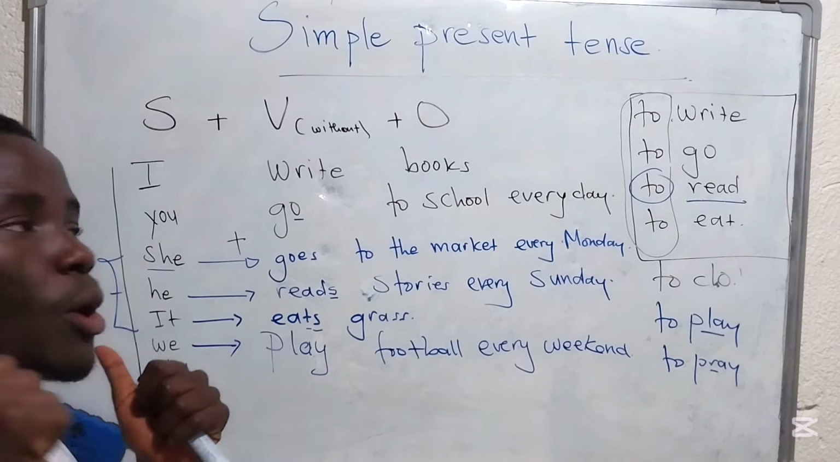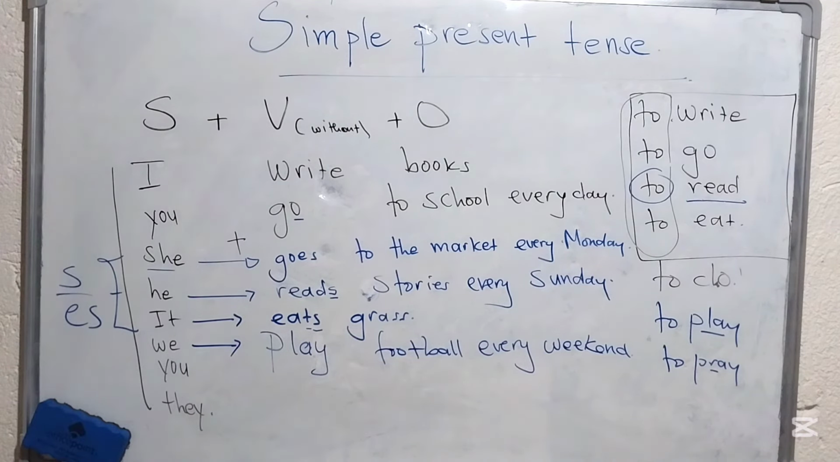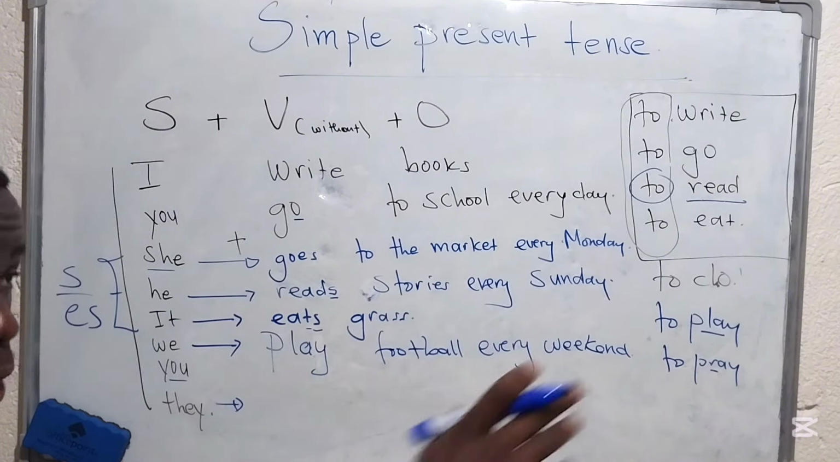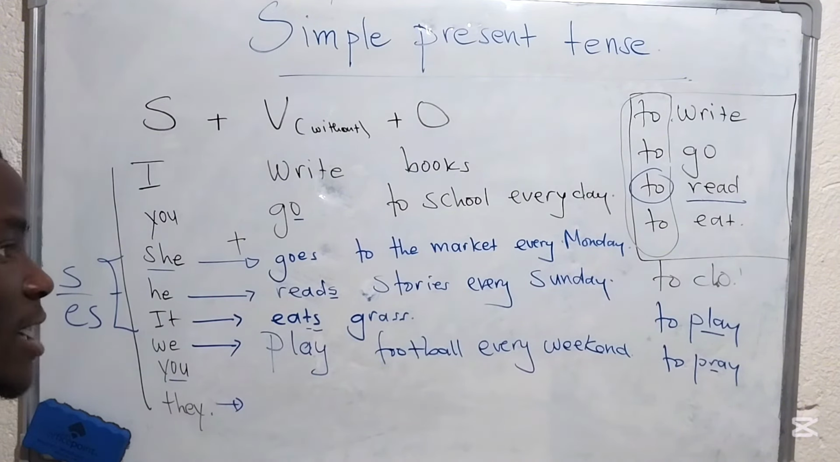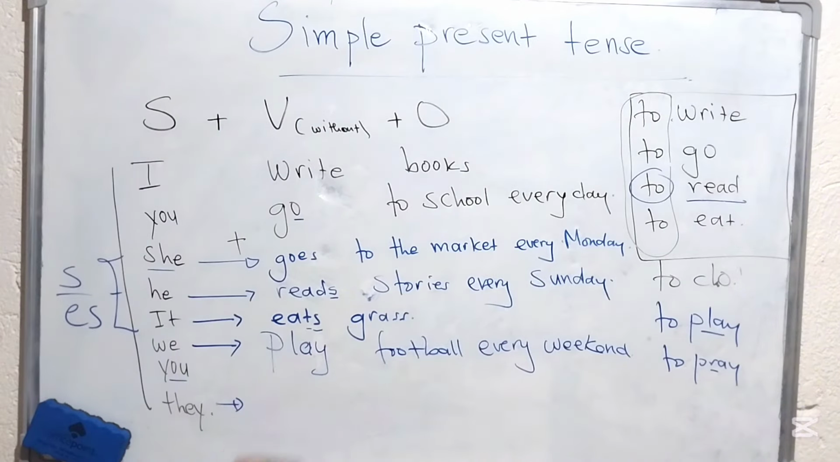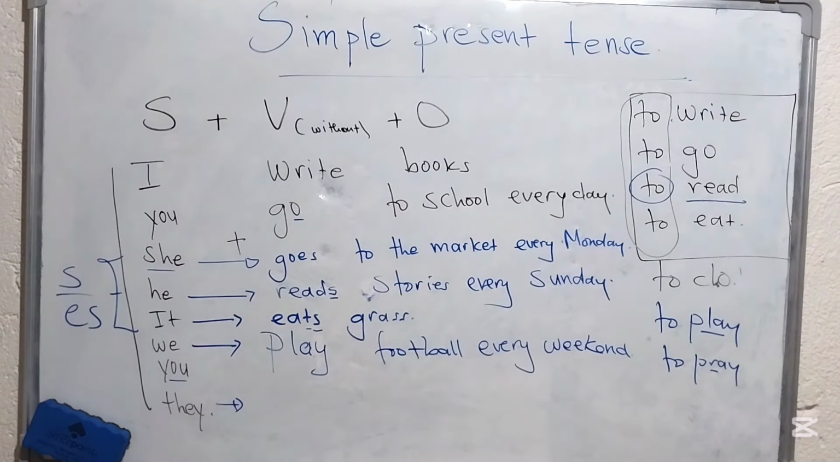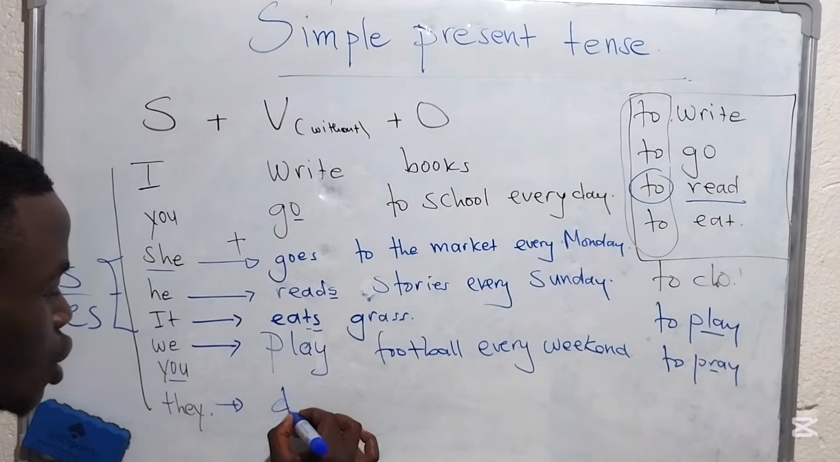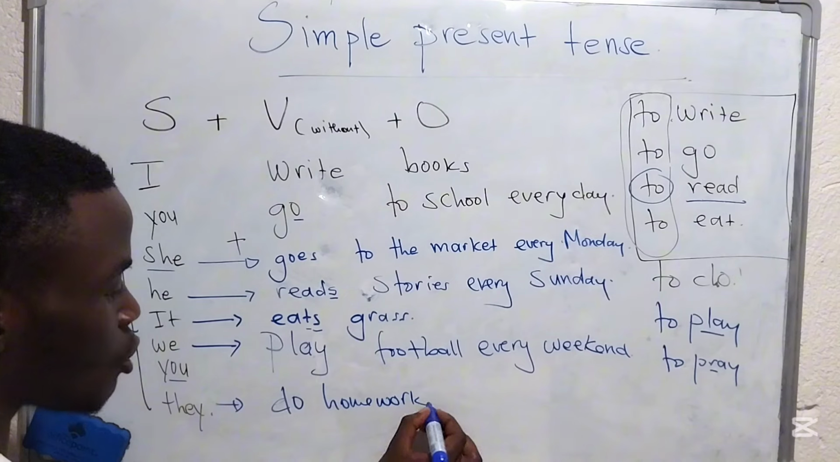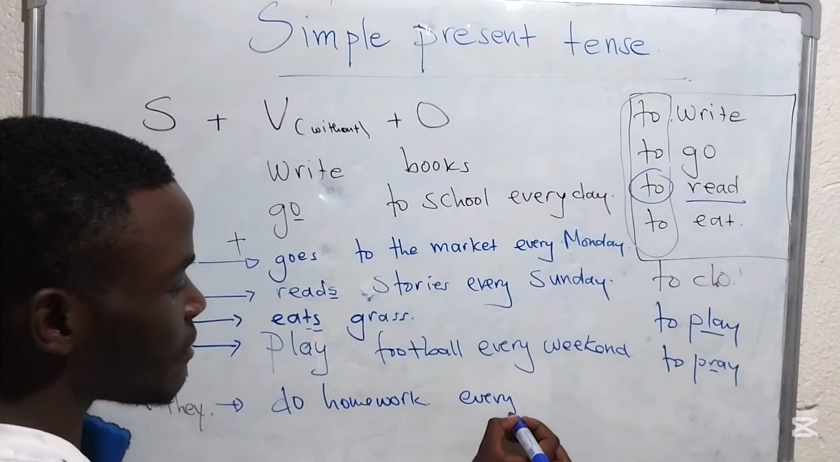They ivuga bo batari aha ngaha, bo benshi ariko. Then they do homework. You nayo ni wowe noneho ariko mwebwe benshi. For example, you go to the market every day. Mwebwe, you go to the market every day. Ujya ku isoko buri munsi. Then they ivuga bo, bavuga ngo they do homework.